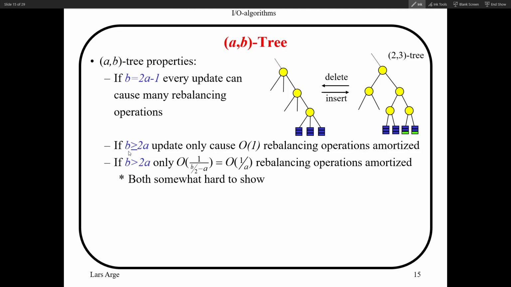The interesting thing is that if B is 2 times A, then the updates cause a constant number of rebalancing operations. If B is greater than 2 times A, then the number of rebalancing operations is actually this value. Okay. And if we could somehow set B to be, say, 3 times A, then this ends up being some 1 over A factor, which means that most operations do not actually cause rebalancing.